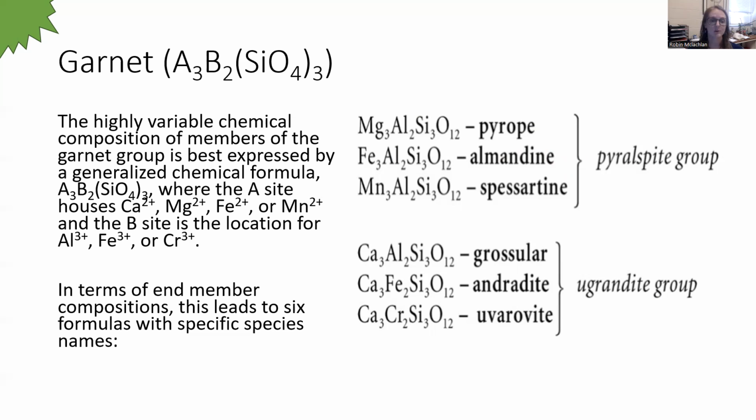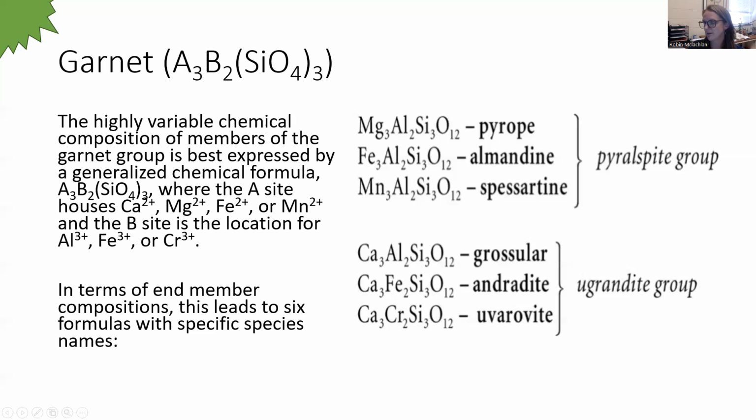That A can have calcium, magnesium, or iron. A can also have manganese. The B can have aluminum, iron, or chromium, right? There's a lot of different combinations here. And that means there's a lot of different end members, 6 of them. The 3 end members at the top, we call those the pyralspite group, and the 3 end members at the bottom, we call the ugrandite group. So notice that red almandine is in the pyralspite group, and the green grossular is in the ugrandite group.